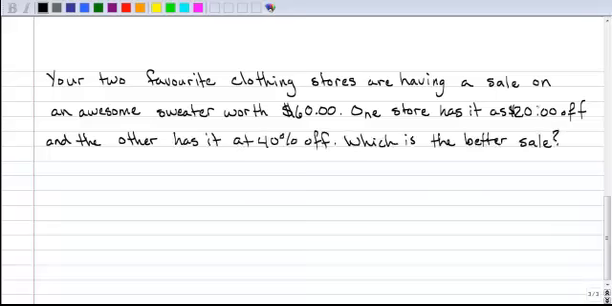Favorite clothing stores are having a sale on an awesome sweater worth $60. One store has it as $20 off, whereas the other one has it at 40% off. So which one is the better deal? Which store are you going to go to buy this awesome sweater?